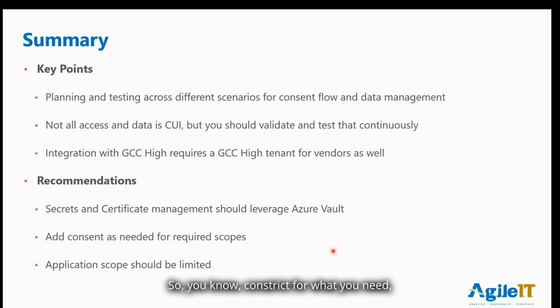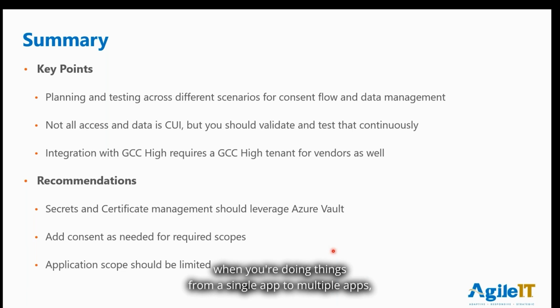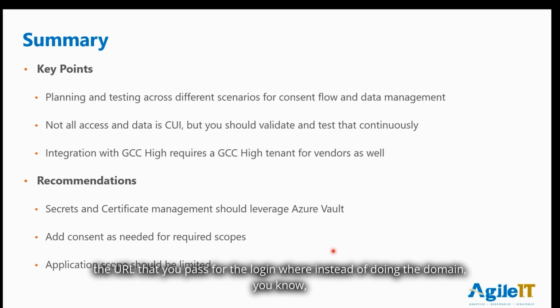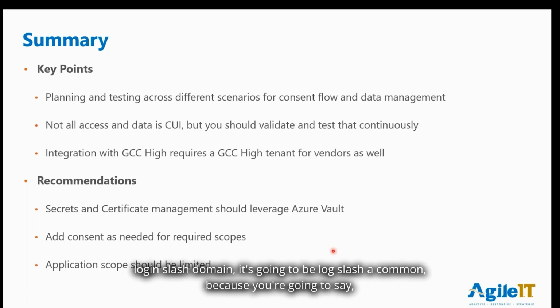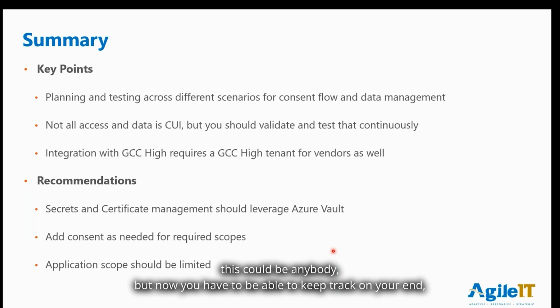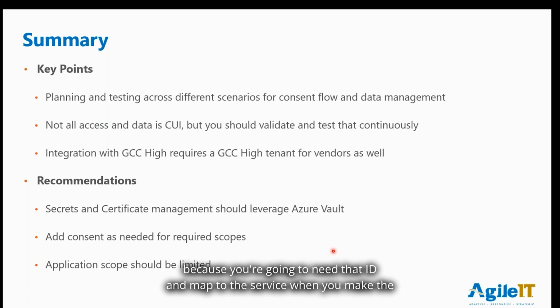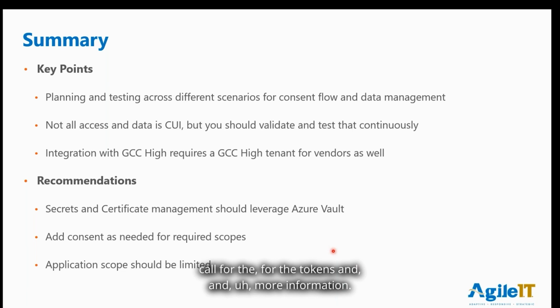So, constrict to what you need, keep track of it, and go do that. And lastly, when you're going from single app to multiple apps, there are some changes in the URL that you pass for the login, where instead of login/domain, it's going to be /common, because you're saying, hey, this could be anybody. But now you have to keep track on your end of the tenants that you've approved, because you're going to need that ID and map it to the service when you make the call for the tokens and more information. So there's more that goes into it.